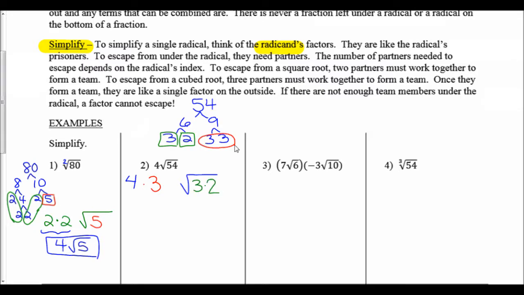Now I just need to put each of these parts together. On the outside, I have 4 times 3, which is 12. On the inside, I have 3 times 2, which is 6. So my simplification is 12 square roots of 6.